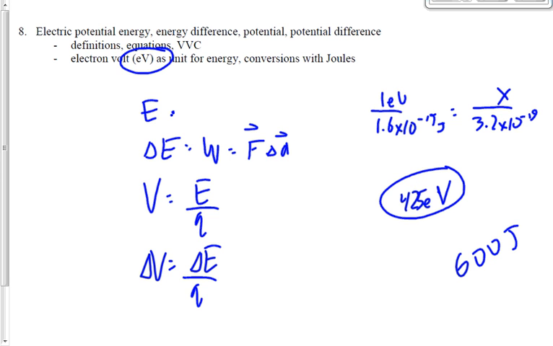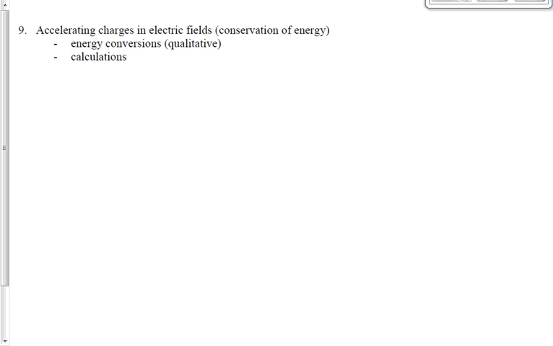And then finally, the last thing that we talked about Thursday, and then we checked over the homework on it today, was the whole conservation of energy thing. Please remember, when a charged particle speeds up, it's like a car going down a hill. When a charged particle slows down, it's like a car going up a hill. EI equals EF.